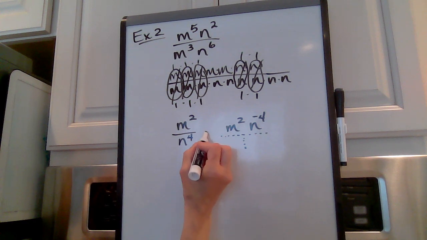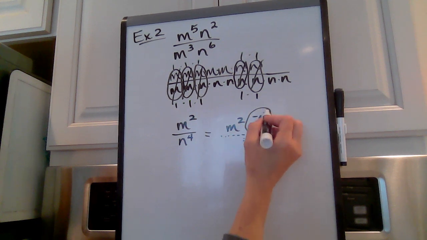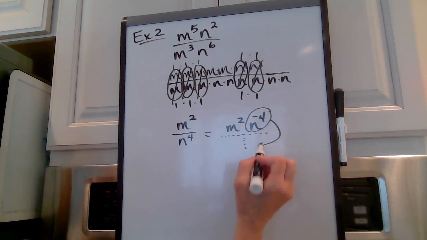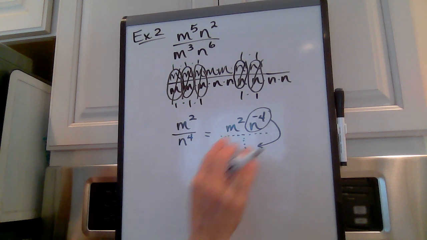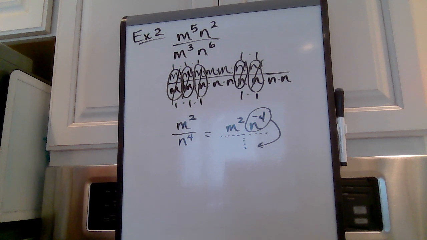So again, these are equivalent. And the negative exponent is just showing you that this really belongs down here. And once we put it where it belongs, it becomes a positive. So more on that with example 3.